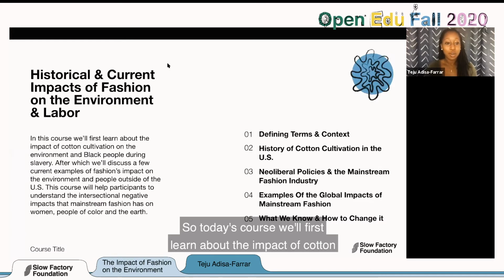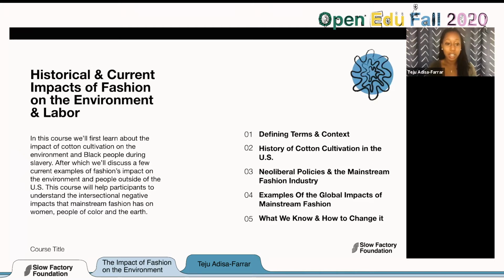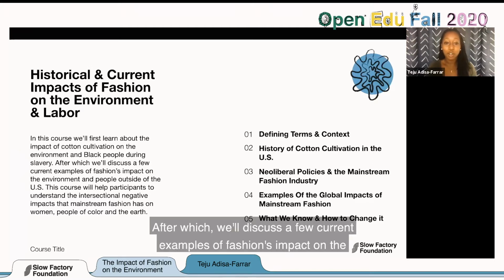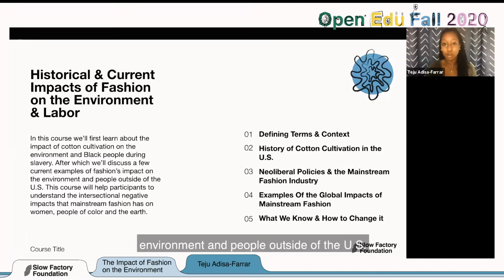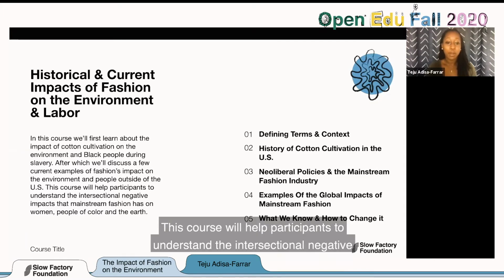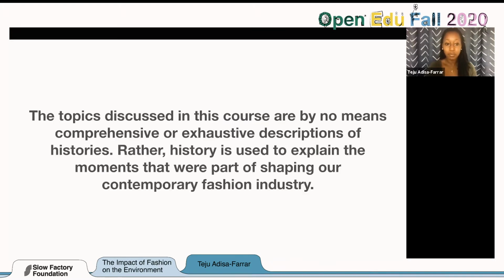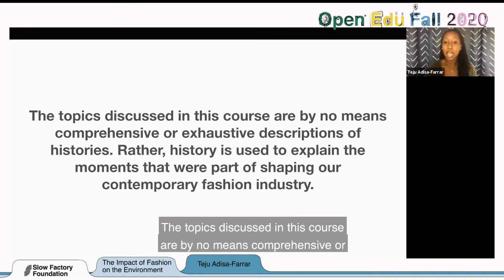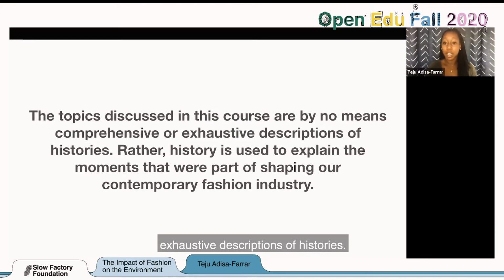So today's course, we'll first learn about the impact of cotton cultivation on the environment and Black people during slavery, after which we'll discuss a few current examples of fashion's impact on the environment and people outside of the US. This course will help participants to understand the intersectional negative impacts that mainstream fashion has on women, people of color, and the earth.